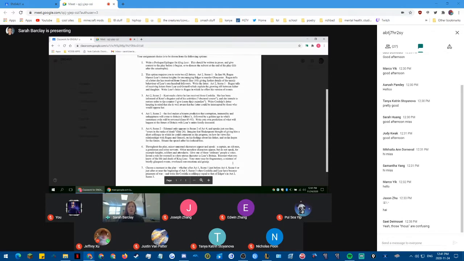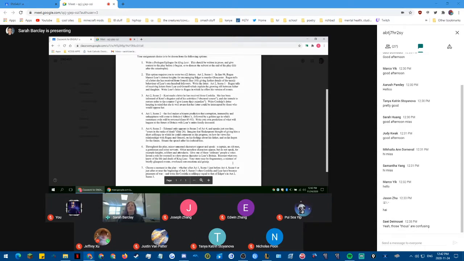In Act 2, Scene 1, line 98, Regan blames Lear's riotous knights for encouraging Edgar to murder Gloucester. Regan tells of a letter she has received from Goneril, in line 101, giving further details of the unruly behavior of Lear's 100 followers, which are the knights. Write the letter. In Act 2, Scene 1, Regan tells of receiving letters from Lear and Goneril, which explain the growing rift between father and daughter.